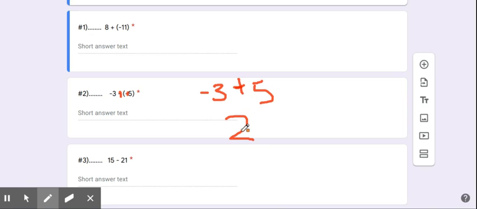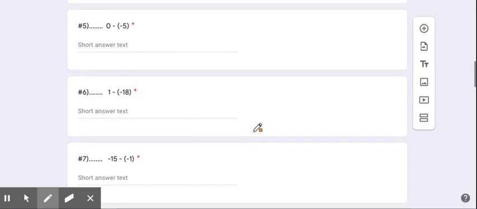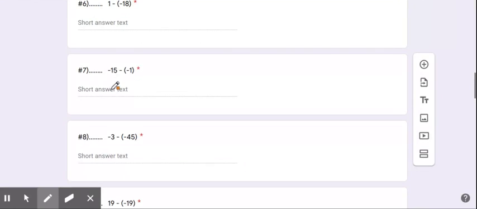Big guy sign would be positive, right? If I have 3 negatives and 5 positives, I have more positives, and so positive is the big guy, and I keep the big guy sign in my answer. So +2 or just 2 is my answer. Skip down here to number 7.